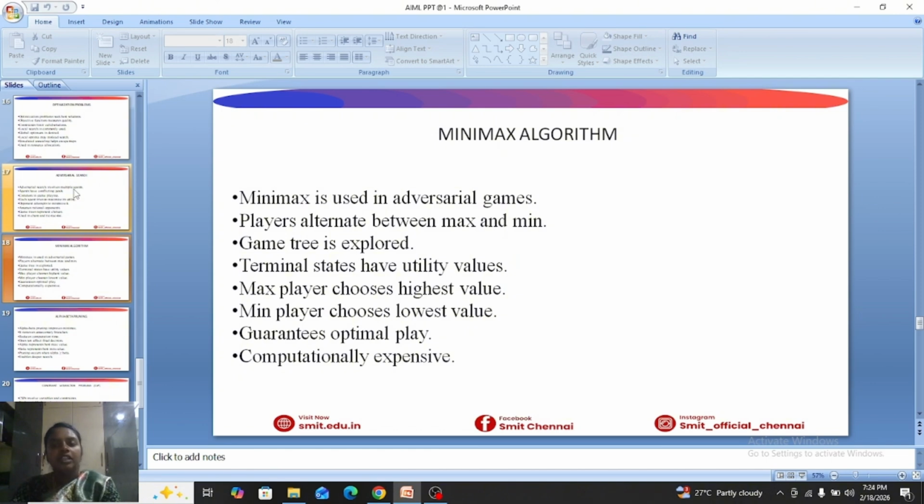Minimax algorithm. Minimax algorithm is nothing but used in adversarial games. Players alternate between maximum and minimum. The game tree is explored. Terminal states have utility values. Maximum player chooses the highest value, minimum player chooses the lowest value. Guarantees optimal play, but computationally expensive.